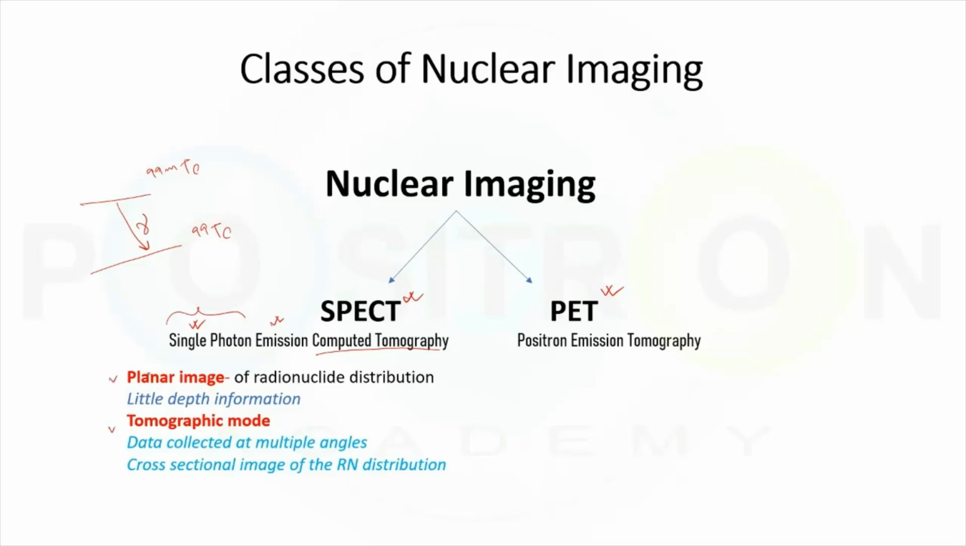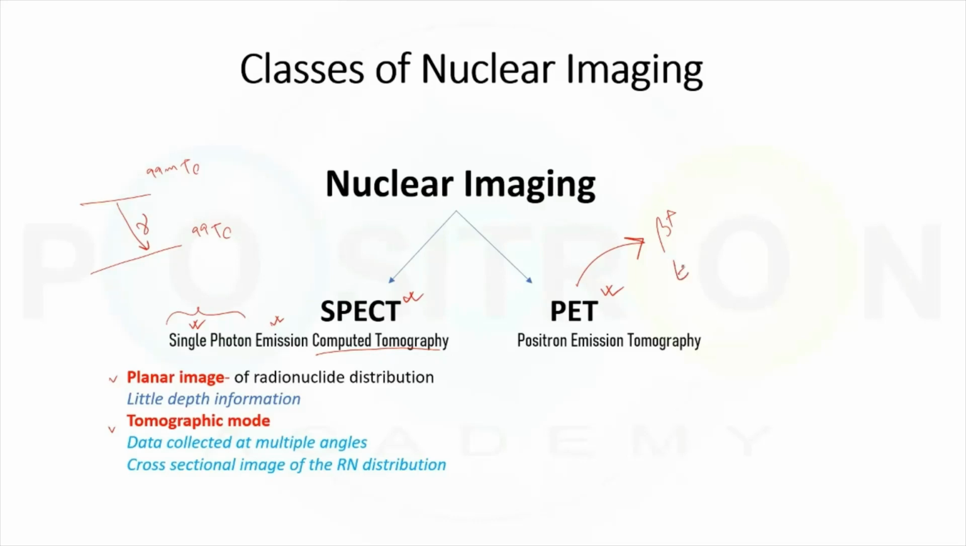So a planar image has a demerit that it cannot provide you depth information, or it provides very little depth information, whereas a tomographic image provides us depth information also. For the same, data are collected at multiple angles, and a cross-section image of the radionuclide distribution is obtained. And regarding PET imaging, the radionuclide used in PET decays by emitting a positron.